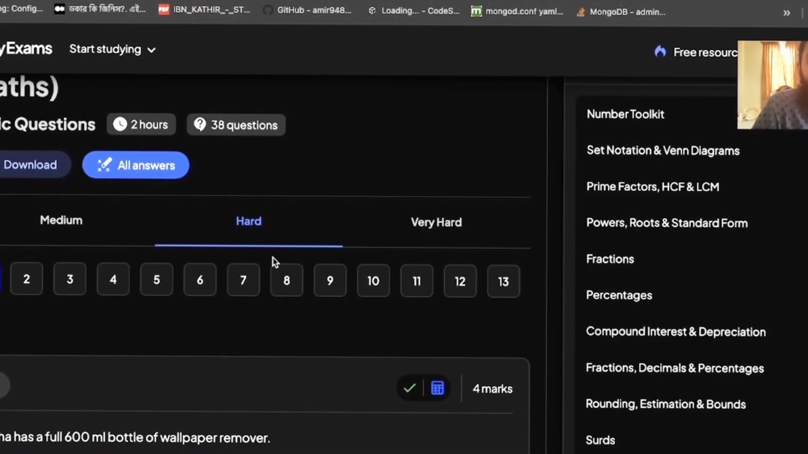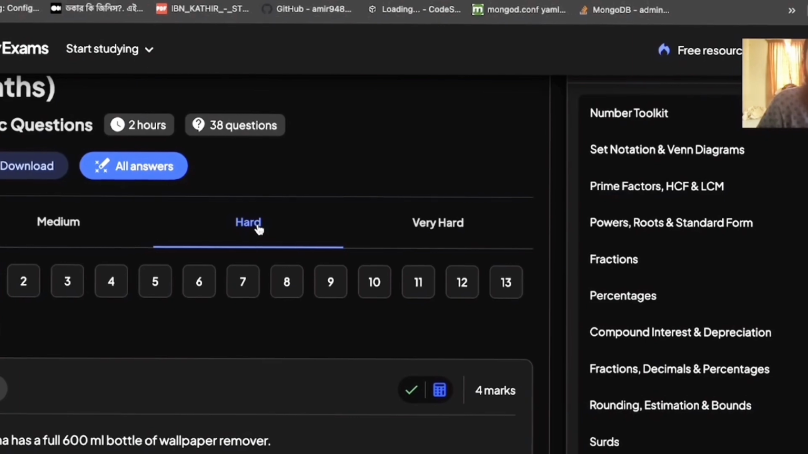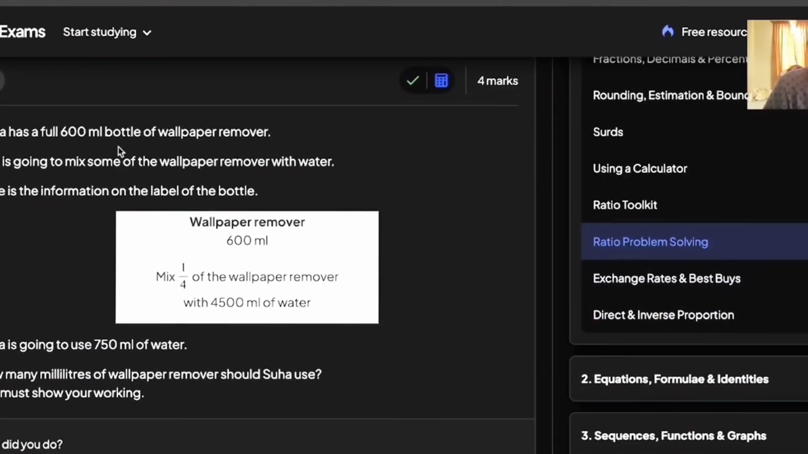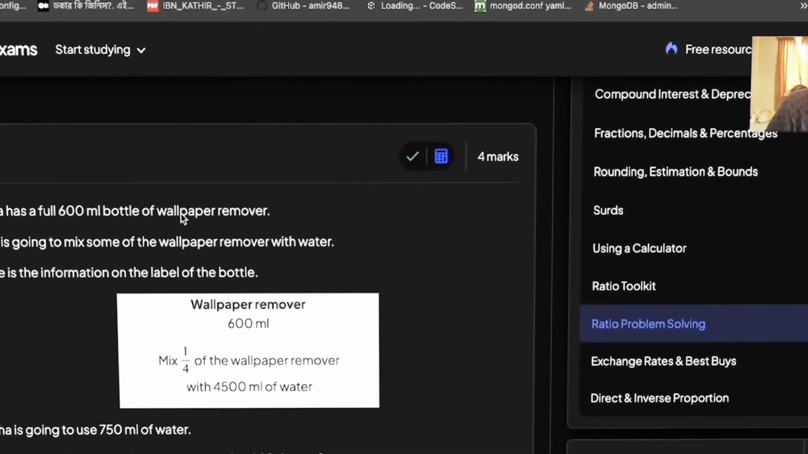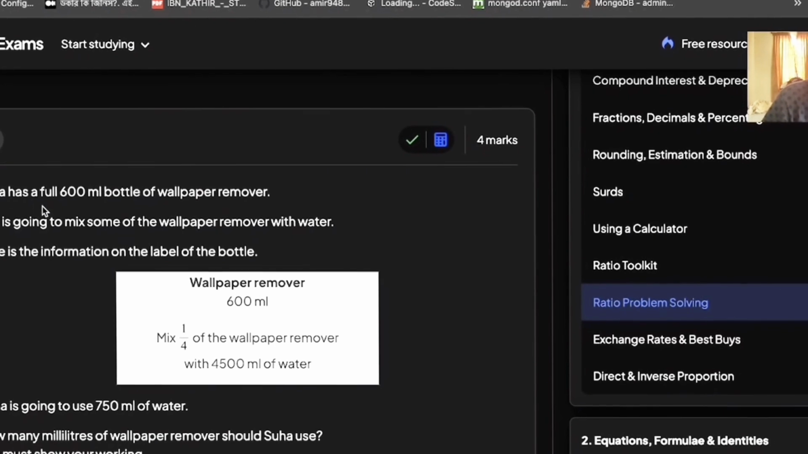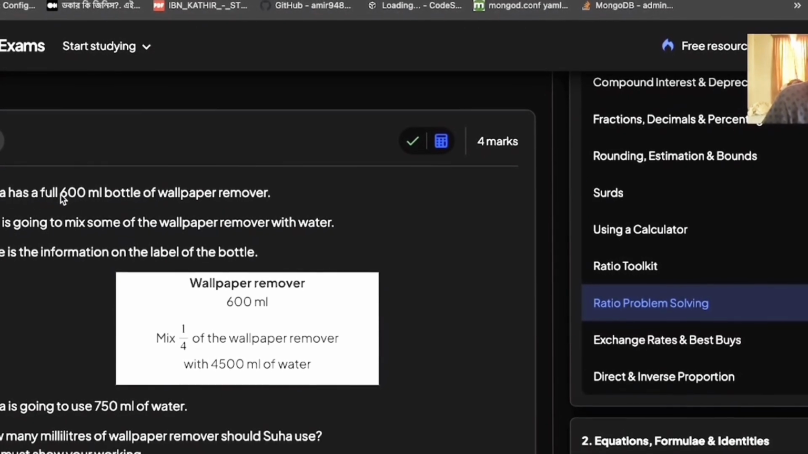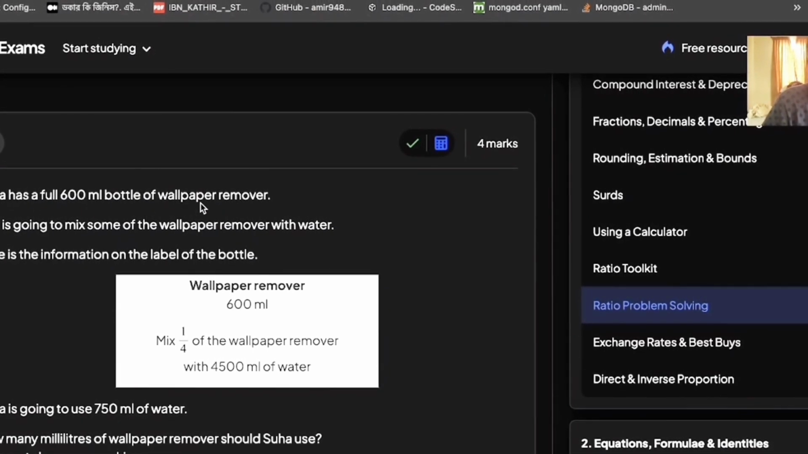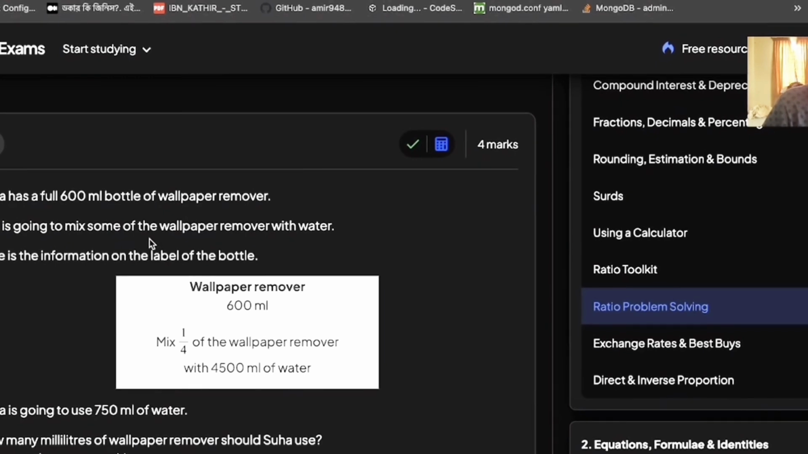There are 3 categories here: medium, hard, and very hard, and I will focus on the hard part. Let's focus on the first problem and read it. So what does it say? Suha has a full 600 milliliter bottle of wallpaper remover. She is going to mix some of the wallpaper remover with water. Here is the information on the label of the bottle.